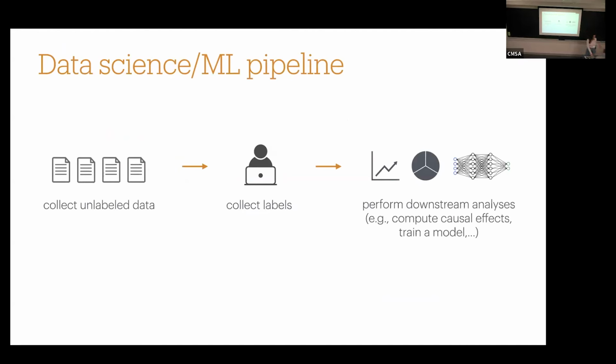The step in the pipeline that I want to focus on today, which I think we often take for granted, is the second step where we collect labels, because this is in reality often very slow and costly. This often involves things like running very expensive biological experiments, or collecting large amounts of human annotated data. So this is really a bottleneck in a lot of scientific applications.